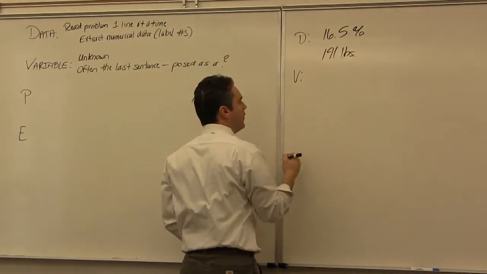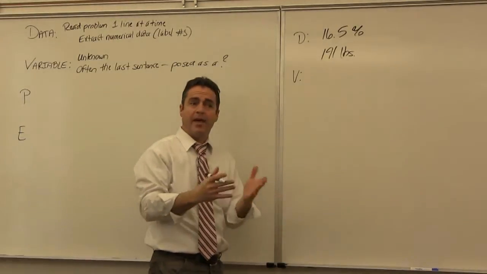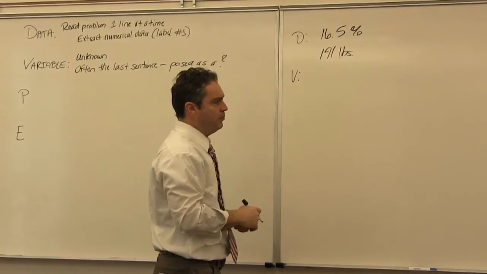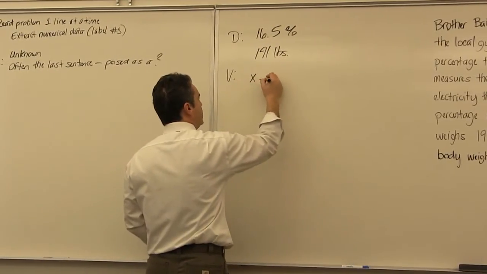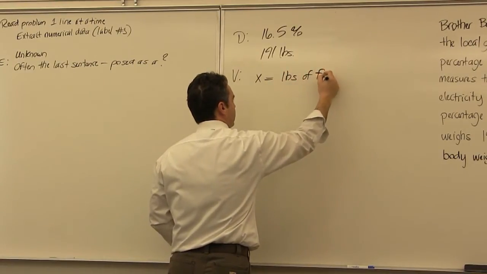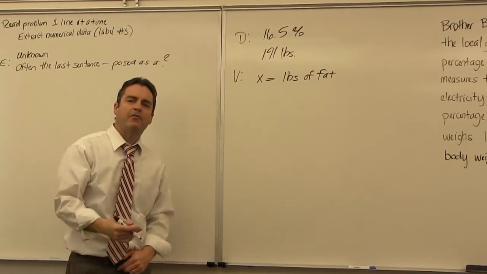V is our variable, and we can pick any letter we want. We can pick X, that's often the most common picked variable, or we could pick P for pounds, or whatever we want. We're going to do X. X equals pounds of fat. Okay? It's kind of a funny problem, isn't it? All right. So let's talk about this for just a minute.